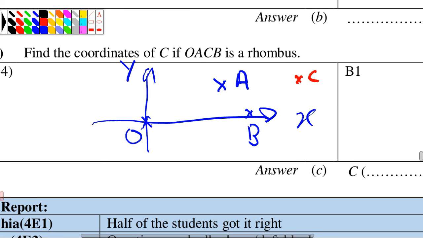Now, how to find this point? Very simple. Ask yourself, O to A, how to walk to A? So this is 4, 3. So B to C also 4, 3. Understand? I repeat, because it's parallel and it's equal length. This is parallel and equal length. So I walk 4 steps to the right, 3 steps up, then I get C. Okay, next.